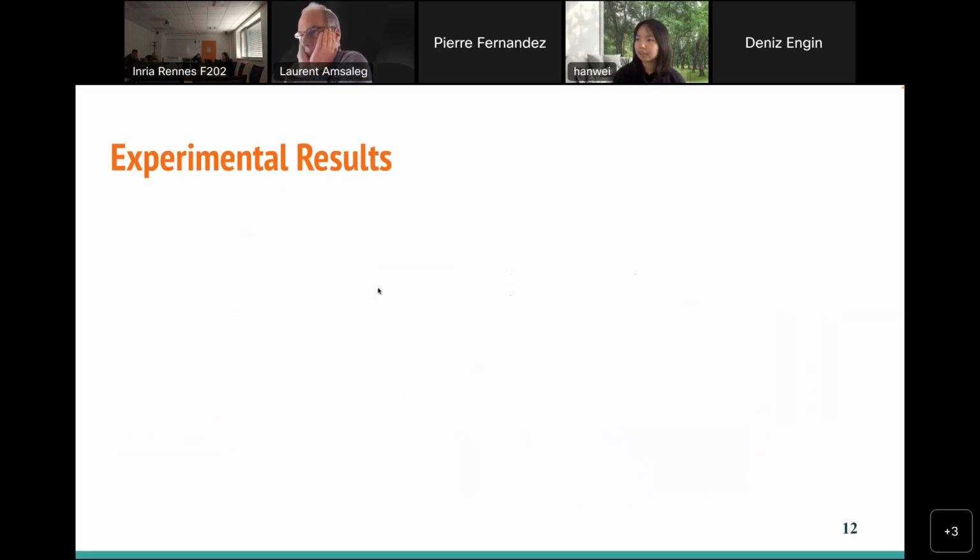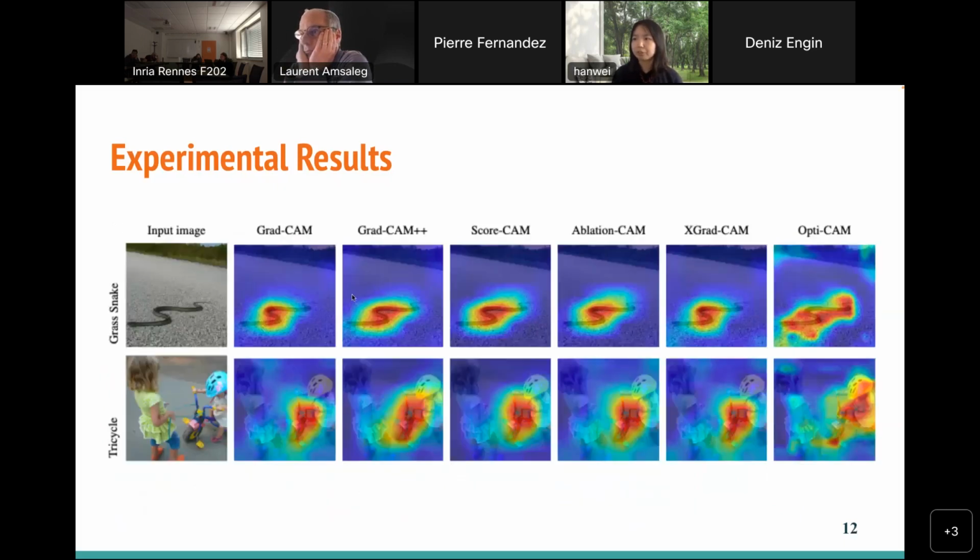So this idea could be seen more clearly from the visualization. Here we see for our OptiCAM, actually we found more regions than the other CAM-based methods. And also we take some background information, especially for these tricycles. The other methods focus more on the objects themselves. But for OptiCAM, it's also considering the children using the tricycle. So we think it's quite an interesting discovery.